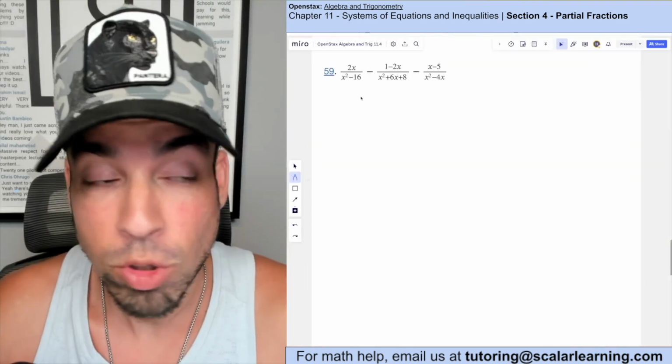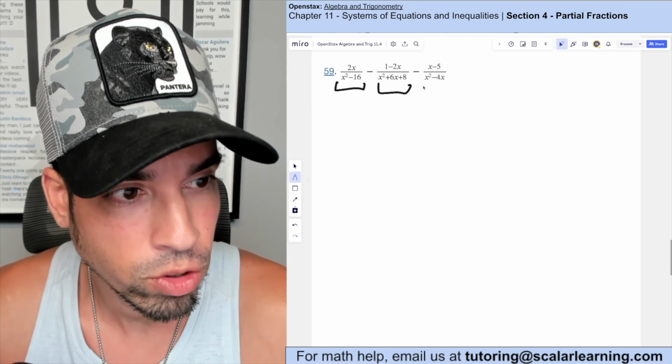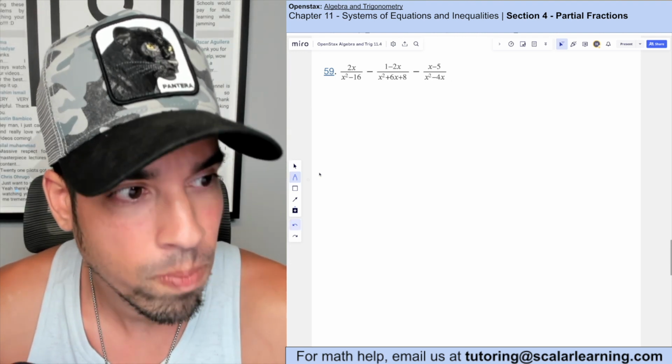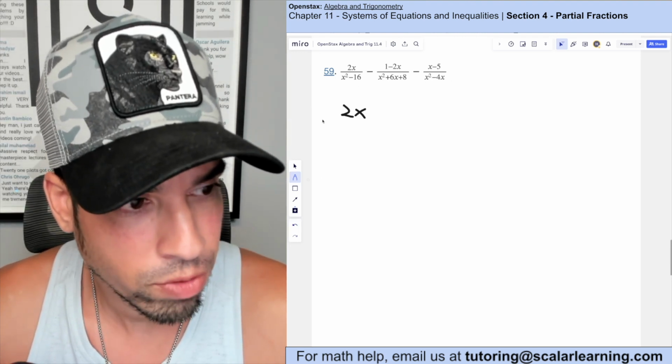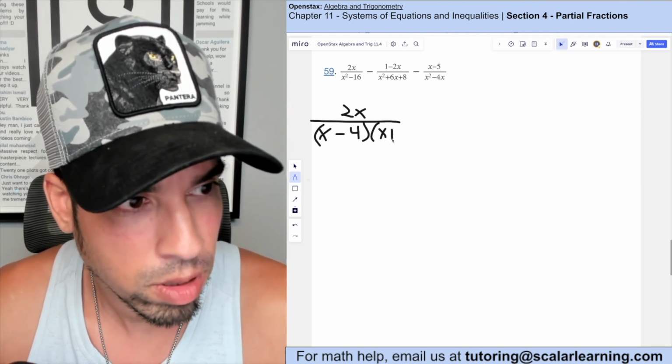Done. So for this one, there's quite a bit of fraction decomposition we need to do, and we got to start by factoring these to the best of our ability. So in this first one, it's a difference of squares. We got x minus 4 times x plus 4.